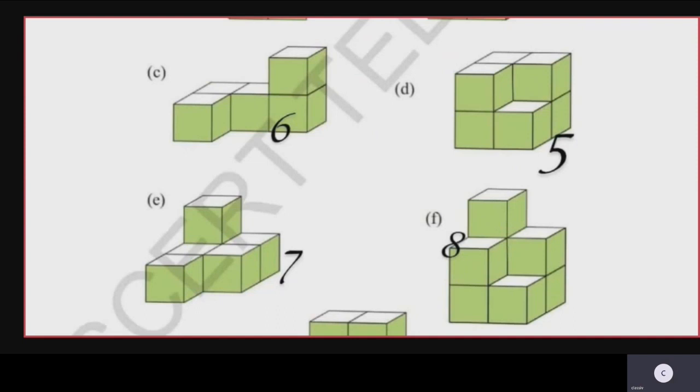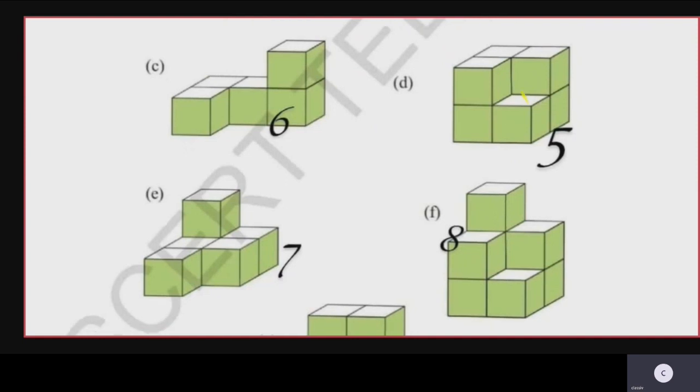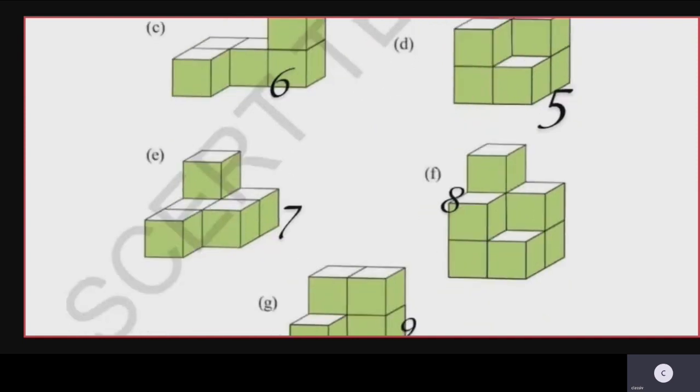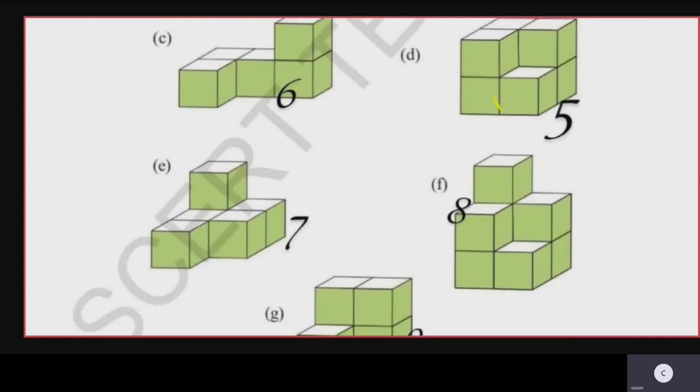C answer is 5. In the first layer you have 4 boxes and in the second layer 1 box. Total count is 5. And in D question, in the first layer you have 4 boxes and in the second layer you have 3 boxes. So the D answer is 7, children. What is the answer? 7. C1 is 5, D1 is 7.